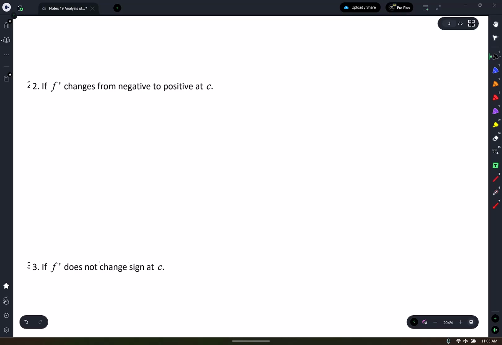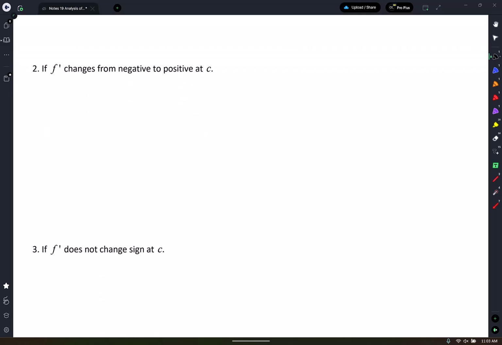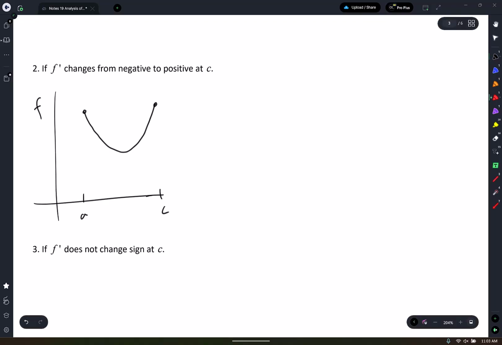All right, here we go. Number 2, f prime changes from negative to positive. Do you guys want a visual? All right, here's my visual. I'm going to call this f. I'm going to call this a. And here's my visual. It doesn't have to be perfect. I'm going to change it right now with colored markers. There's c, and so let me go ahead and write. Here's my point. Sorry, that's b. And then this is c.